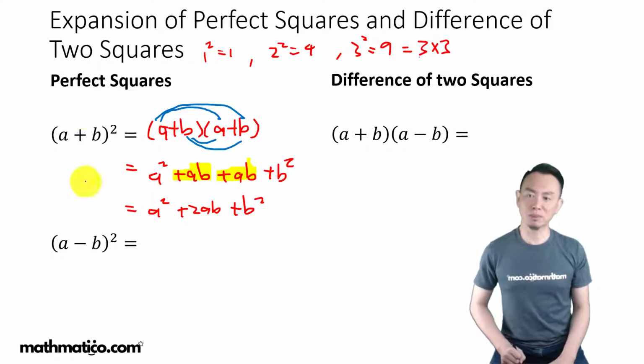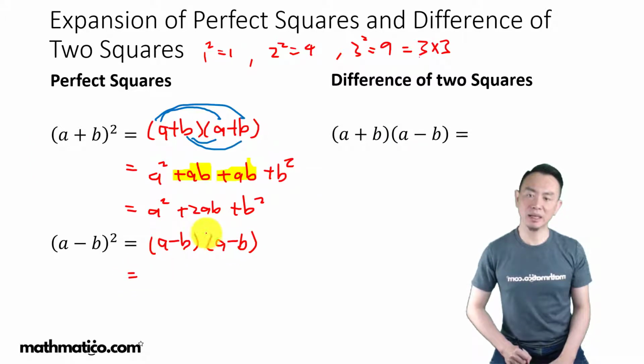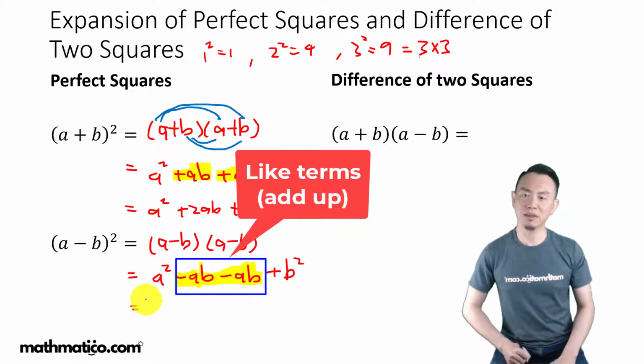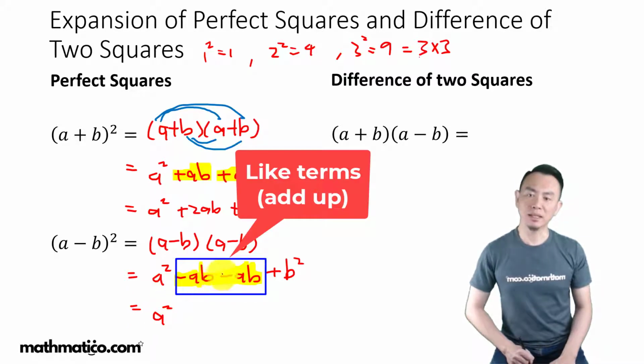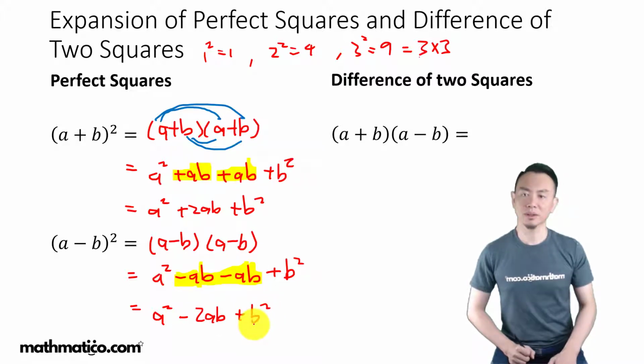Now, what if we change this plus to a minus? Then this is what happens. You have (A minus B) times (A minus B). And this becomes a times a is a squared. Negative b times a is negative ab. Then you have a times negative b, which is negative ab again. Watch this, negative b times negative b is positive b squared. Like terms, negative ab and negative ab, so a squared minus 2ab plus b squared. Okay, let's pause for a moment.